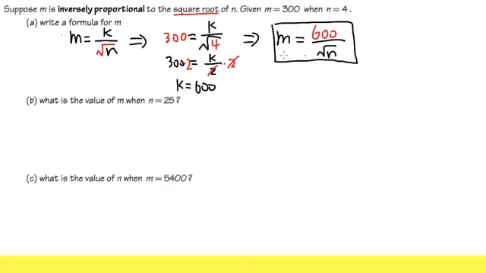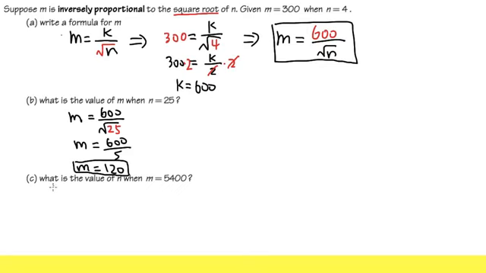Next, based on this, we are going to find out what's the value of m when n is equal to 25, and we can put a 25 in here. So we have m equal to, now we know k is 600, so we'll put that down, divided by square root of 25. Let's work that out. Here is m, 600 on the top over square root of 25, which is just 5. Finally, we can divide 600 by 5, and that will give you 120. So m is equal to 120. And based on this, we are done for part B.